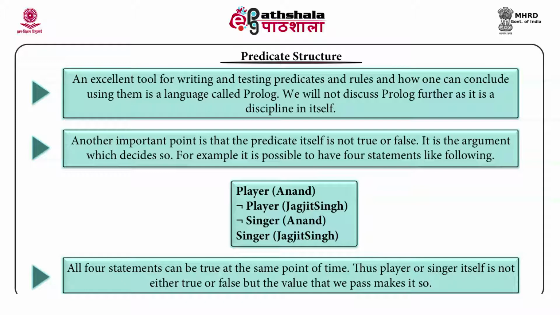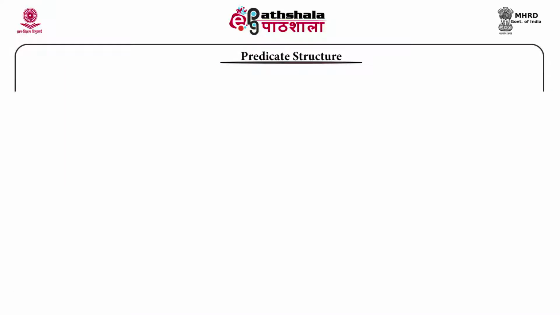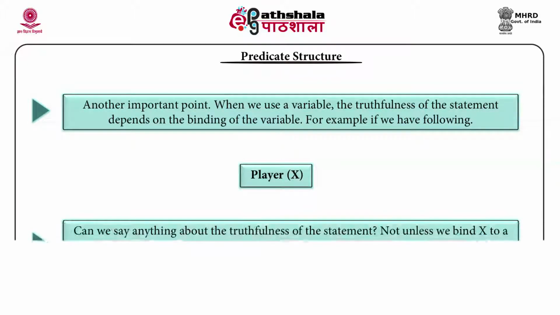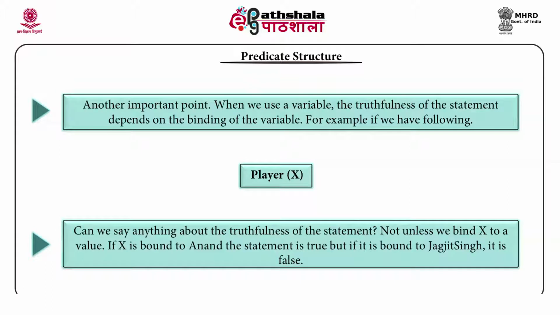So, in fact, the example that I have shown on the screen is player Anand, not player Jagdish Singh, not singer Anand and the singer Jagdish Singh. All 4 can be true at the same point of time. So, some singer is true, some singer is false, some player is true, some player is false at the same point of time. What does that mean? Again, the predicate has nothing to do with truthfulness of anything. Whenever you provide an argument to the predicate, it decides the truthfulness or the falsehood of the statement.